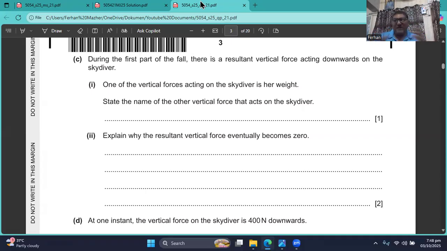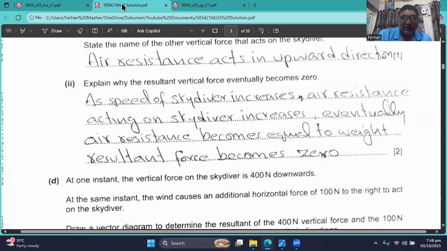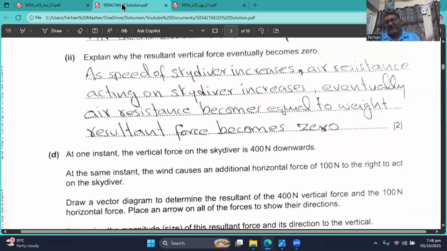So when the air resistance becomes equal to the weight of the body, the resultant force becomes 0, and then the body falls with constant velocity. We call that velocity terminal velocity, and the acceleration becomes 0. Resultant force becomes 0 when the air resistance becomes equal to the weight of the body. The answer which I wrote, you can always write a better answer. As the speed of the skydiver increases, the air resistance acting on the skydiver increases. Eventually, the air resistance becomes equal to the weight. Resultant force becomes 0.